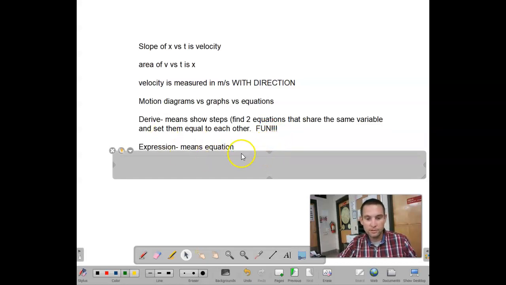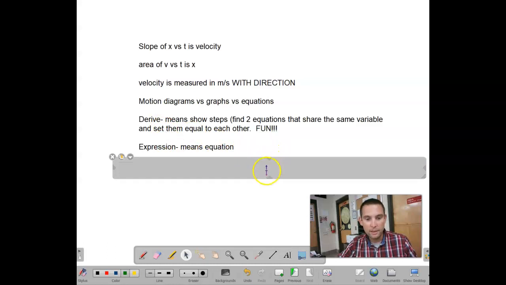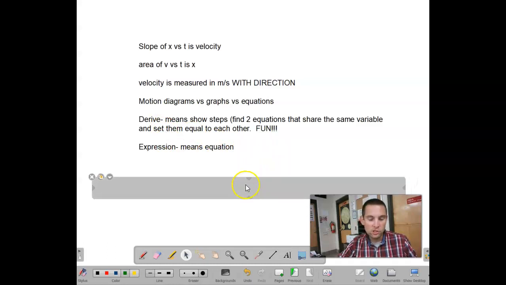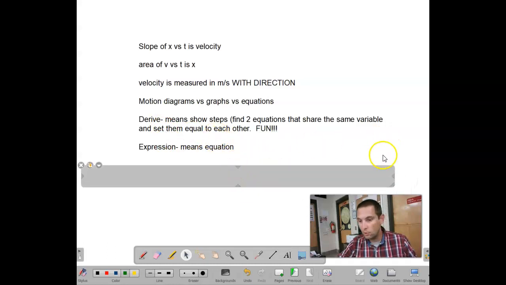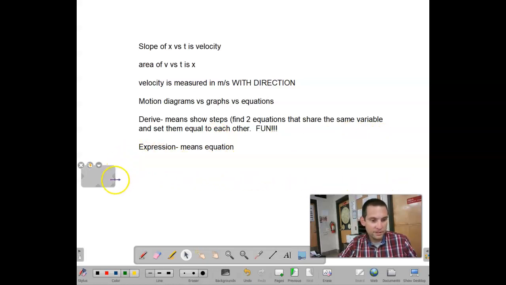Expression means an equation. So if we're deriving an expression, then that just means we're showing the steps to get to a new equation. Of course, we have our laws of physics, and everything is going to be governed by those. We start out with our laws of physics, and then we apply them to each individual situation to come up with our own expressions. That's what we do in physics. So that's it. Practice, practice, practice, practice, practice.